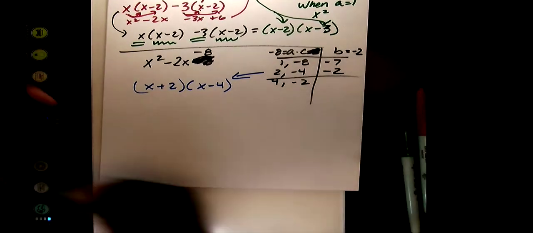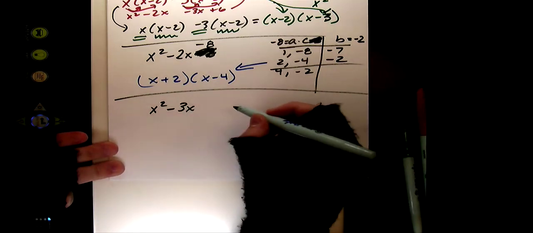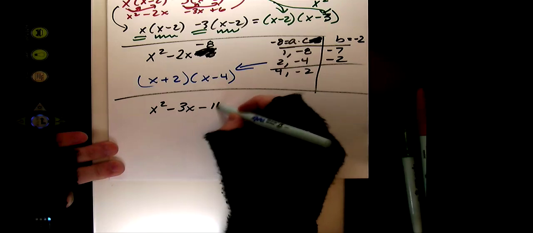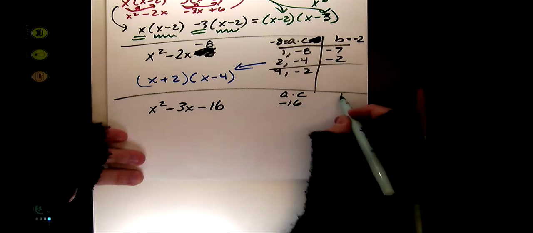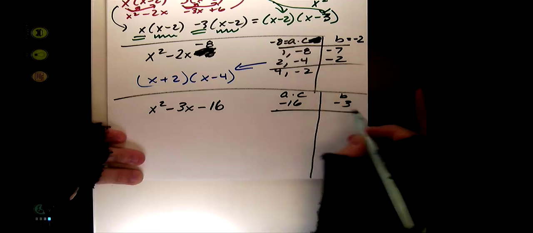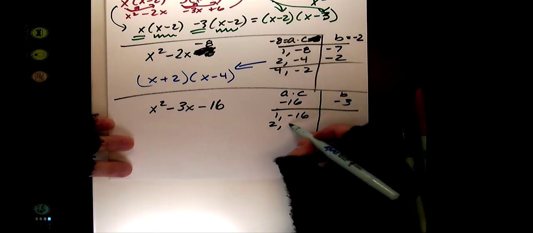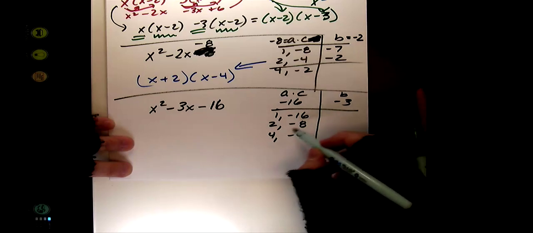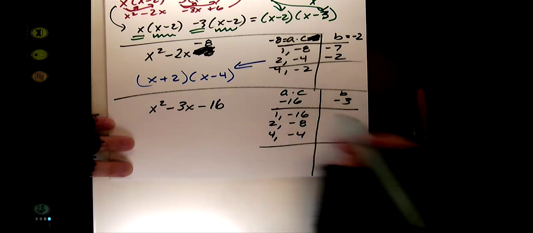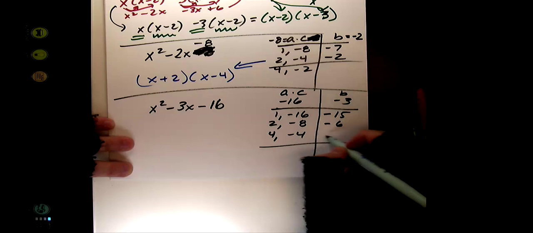I do want to show something good about the table that a lot of people don't recognize. What if we had something like x² minus 3x, I don't know, minus 16? I'm making it up as I go. So A times C is -16 and B is -3. So my bigger number has to be negative. I'm going to do 1 and -16, 2 and -8. 3 doesn't go into -16, 4 and -4. And after that, we start going back and repeating. Now the bigger number would be the positive one if I keep going, so I'm not going to keep going. If I add this up, this is -15, adding left to right. 2 plus -8 is -6, and 4 plus -4 is 0.